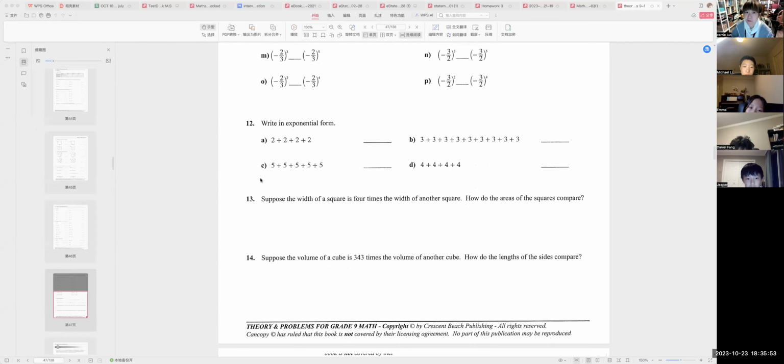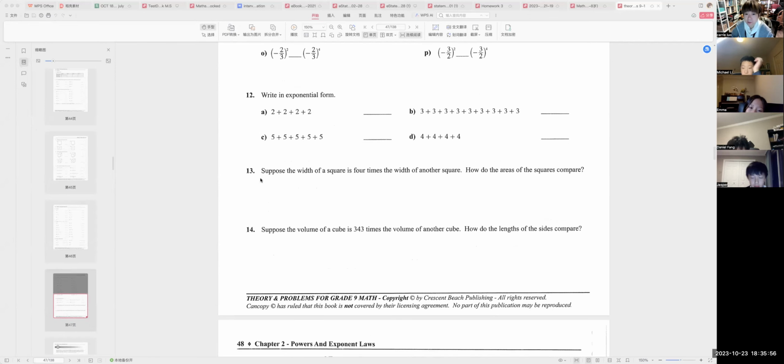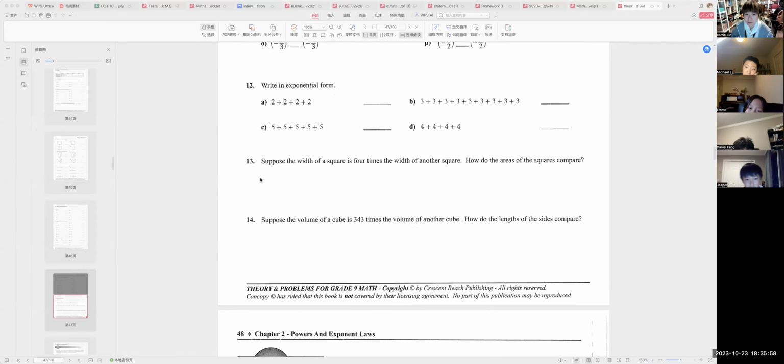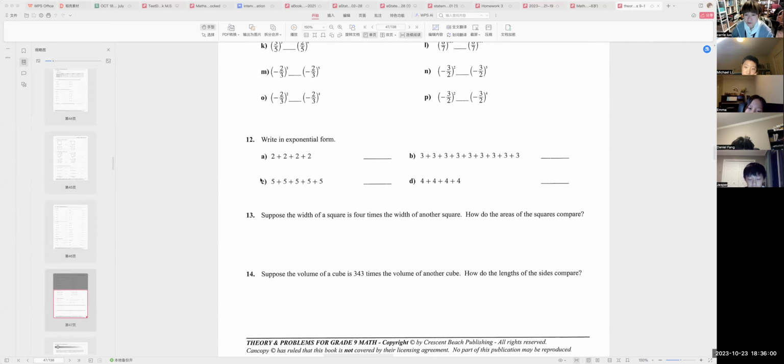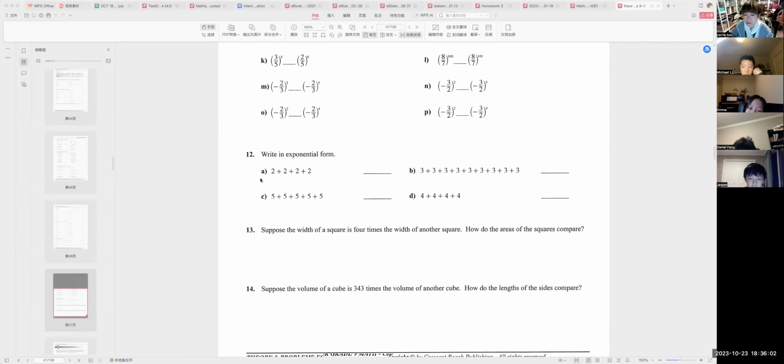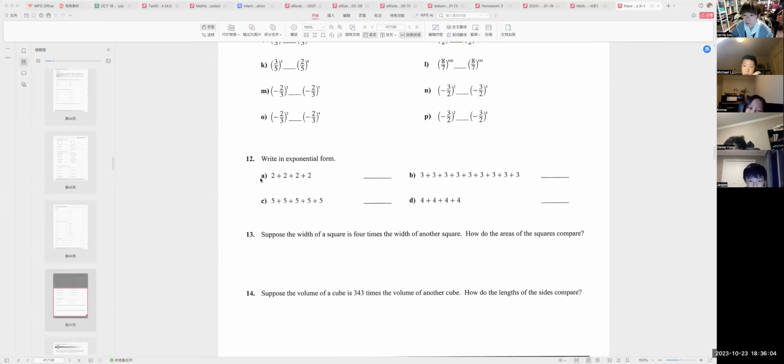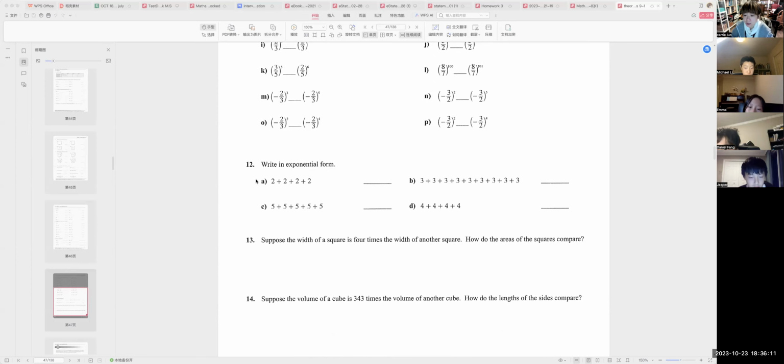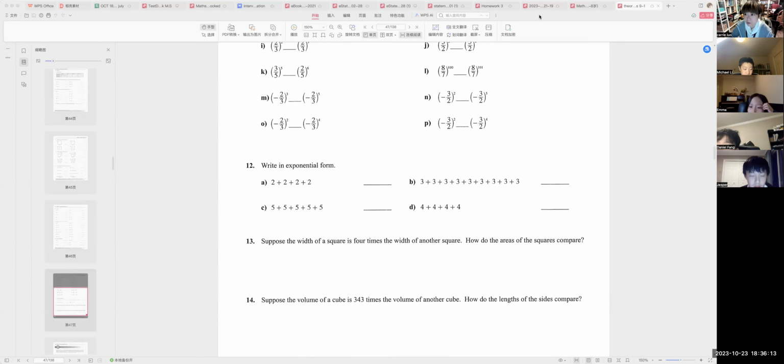Okay, so now everybody, let's take a look at number 13 and number 14. Suppose the width of a square is 4 times the width of another square. How do the areas of the squares compare? And number 14, suppose the volume of a cube is 343 times the volume of another cube. How do the length and the size compare? Okay, everybody think about it. I'm going to hit the pause and let you think about it to help you do that.